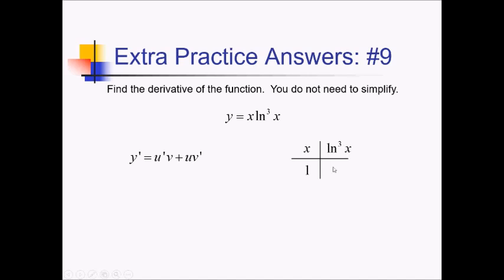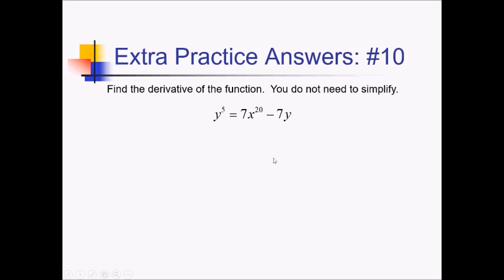So this is 3 ln squared of x times the derivative of the inner function ln, which is going to be 1 over x. Now we've got ln cubed of x plus 3x ln squared of x times 1 over x, or however else you want to write that multiplication, and this one's done.